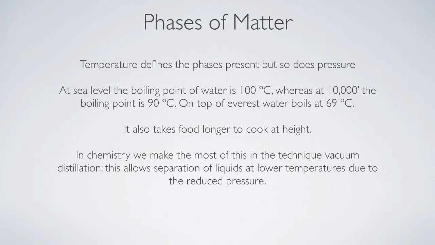So we have our phases, and okay, my very first slide had heat and cool to get between the phases. But it's not just temperature which defines what phases are present, but it's also pressure. So we see this if we look at the example of boiling a kettle of water. At sea level, water boils at 100 degrees. If I go up onto a big hill, a mountain, 10,000 feet, it will boil at 90. On top of Everest, it boils at 69. So it's not just the temperature which will say whether I've got a solid, liquid or a gas. The pressure has an important role to play as well.